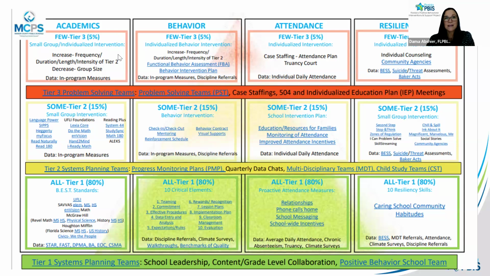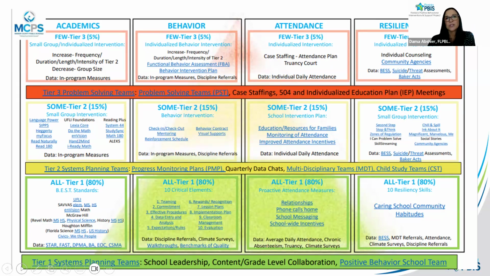Then at the next level, some examples across academic behavior, attendance, and resiliency at tier 2. And then again, hyperlinked the district supported evidence-based interventions that are available. And along with those hyperlinks, that leads to some really nice summary sheets. I think they're still being worked on and developed. So I don't want to tease you too much with some examples there, but stay tuned. We'll continue to share what they're putting together.